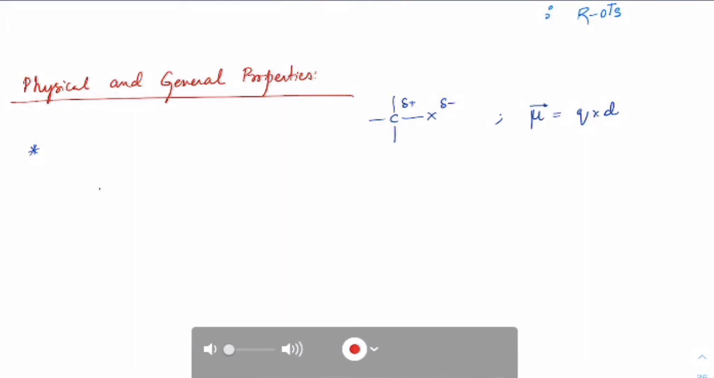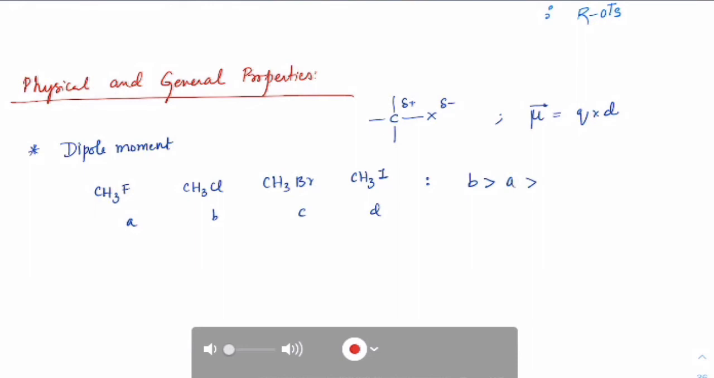So if you check out CH3F, CH3Cl, CH3Br and CH3I, and you are comparing dipole moment, we call them A, B, C, D, then the dipole moment would be better for B compared to that of A, compared to that of C, compared to that of D.